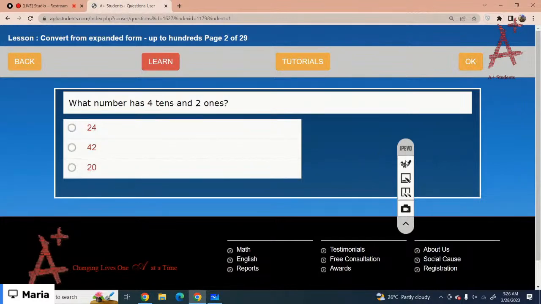Okay, the next one is what number has 4 tens and 2 ones? So which is the correct option?